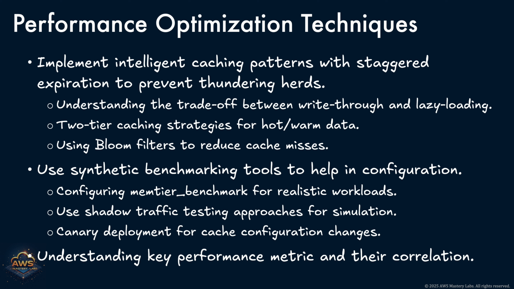A two-tier caching strategy, where you separate hot and warm data, can also improve efficiency. Hot data is accessed frequently and should be stored in faster, more expensive memory, while warm data, accessed less often, can reside in slower, more cost-effective storage. This helps to optimize memory utilization and cost. To reduce cache misses, consider using Bloom filters. These probabilistic data structures can help you quickly determine whether a cache miss is likely before actually querying the cache, reducing unnecessary operations. When it comes to configuration, synthetic benchmarking tools are essential for simulating realistic workloads.